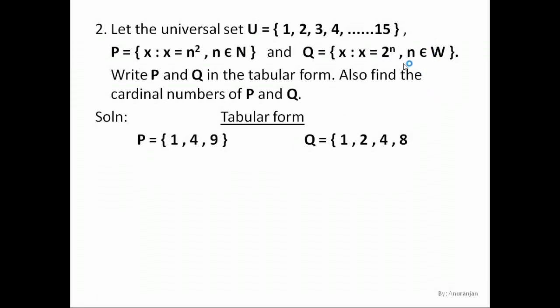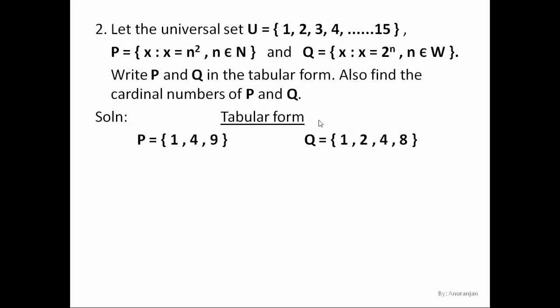So 16 again is more than the universal set. It is not an element that is included in the universal set. So we cannot take 16. So we have to stop here. So the elements of set Q will be 1, 2, 4 and 8. Now we have written P and Q in the tabular form. Now we have to find the cardinal numbers of P and Q.